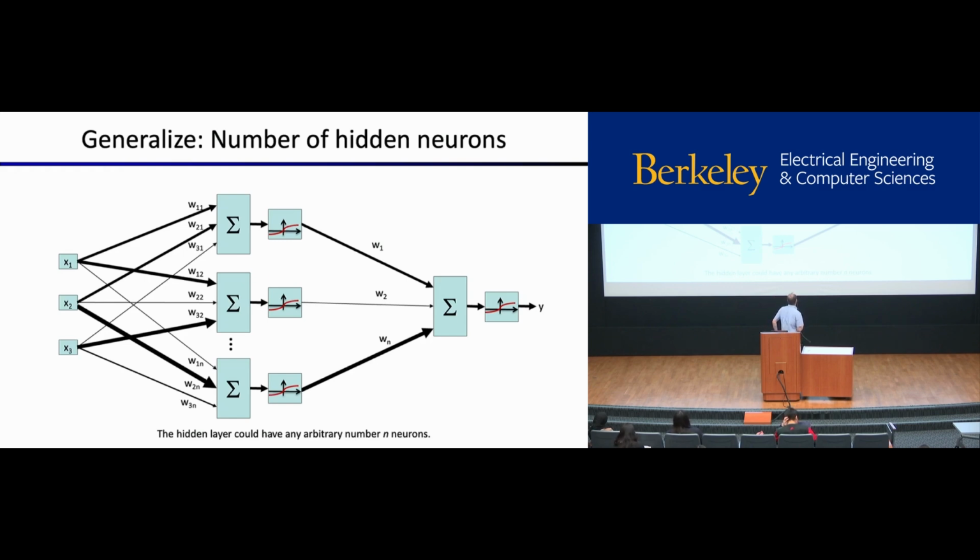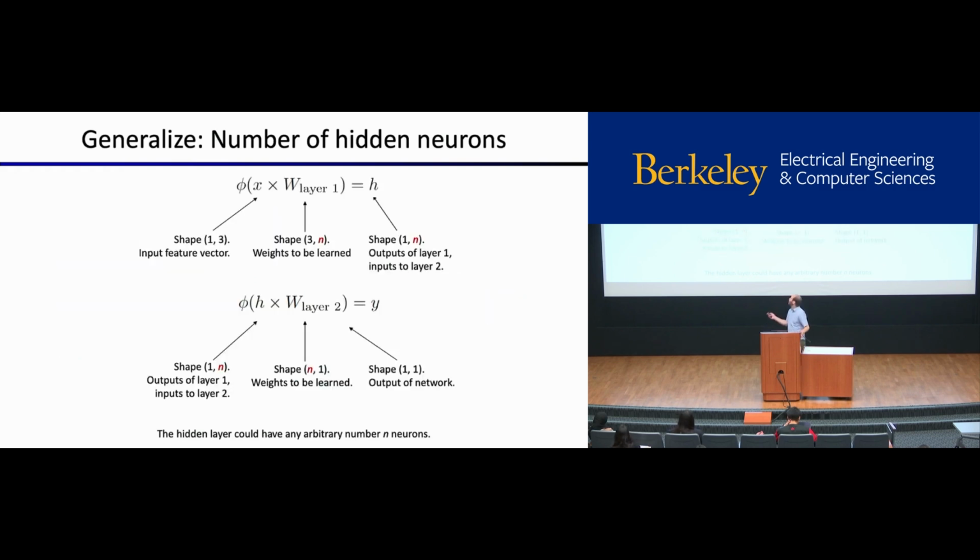Unsurprisingly, you don't need to stop at 3. You could go all the way to n. And now you'll see that this matrix could be getting pretty big. This weight matrix in layer 1 will still have 3 rows, but now it will have n columns. And so then this hidden layer will have n columns as well. So there will be n different hidden values, and that'll all be fed into the final layer.